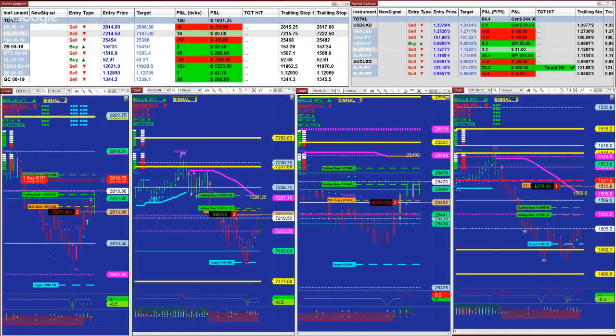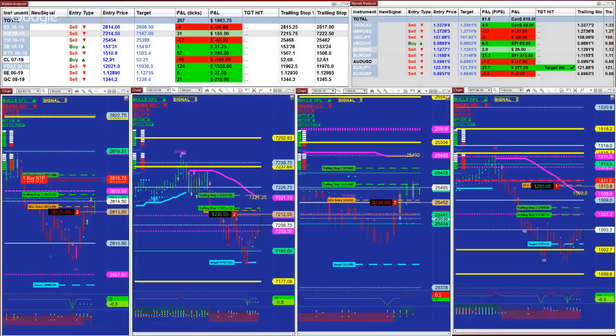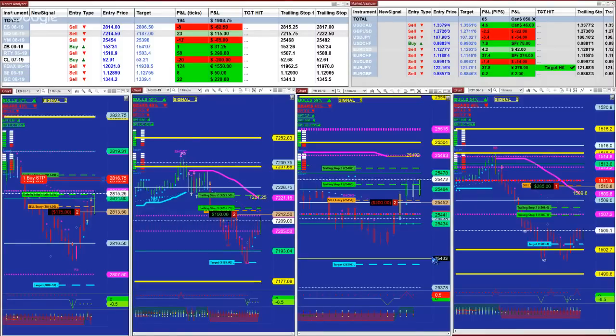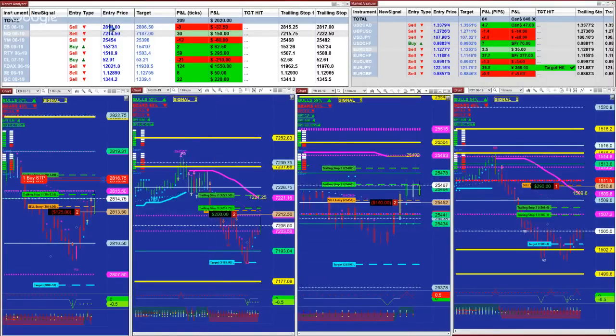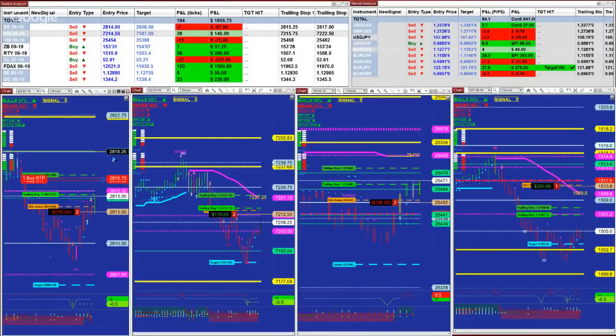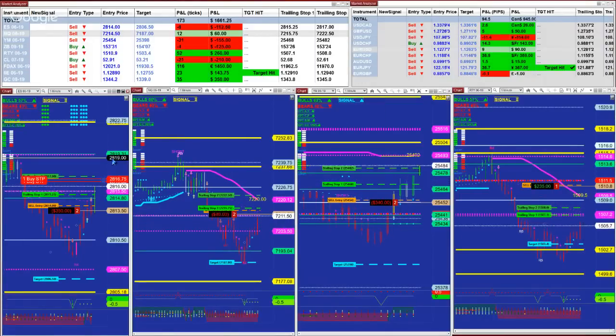Do not drag too big a trade on it. Keep your stop loss 10, 15 ticks max. And if there is any pullback, let it be on a 10, 15 tick stop loss. Then you go back and put the re-entry price as you see here: 2814, 7214, 25454. You just let it be and then re-enter.